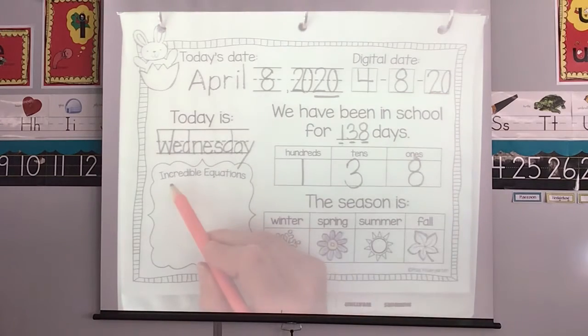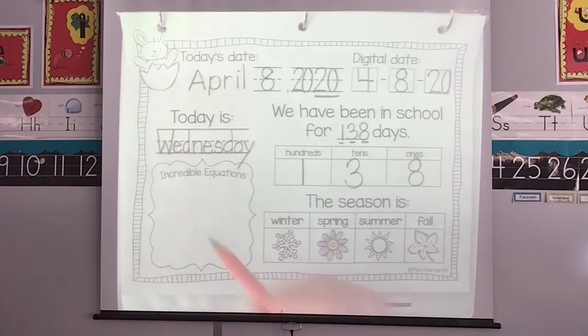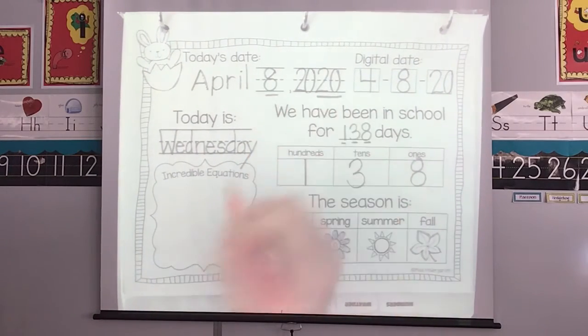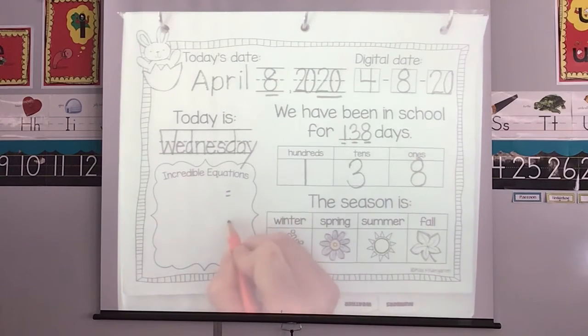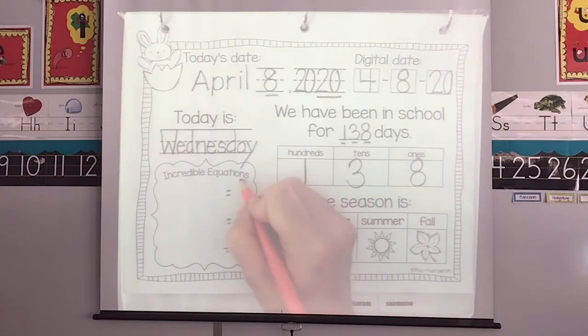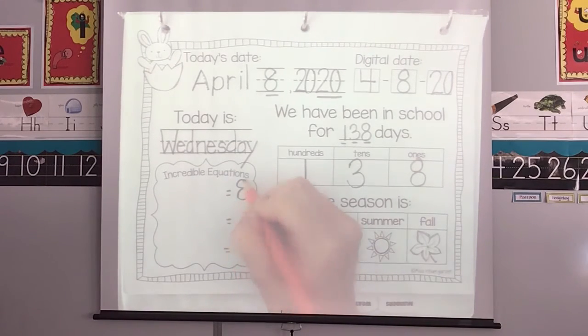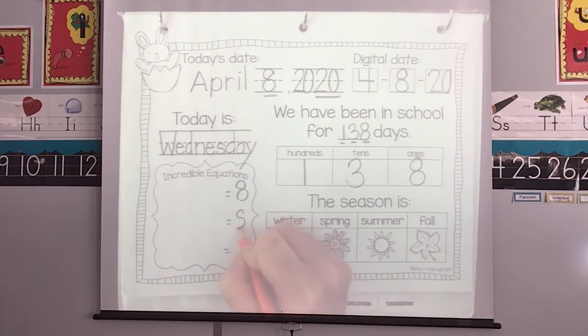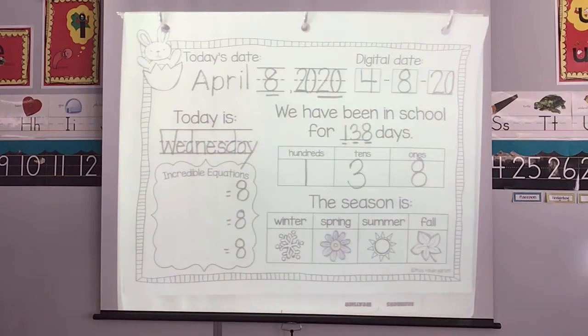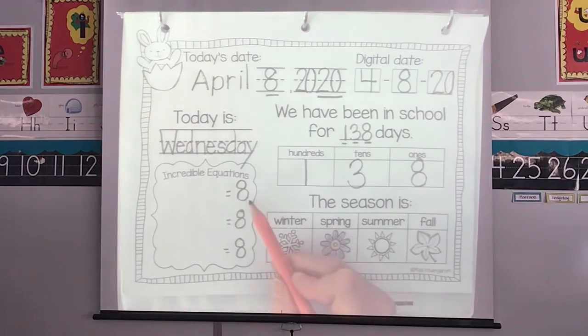Okay, so in our incredible equations, this is our math to equal 8. So we're going to equal, and it's going to be 8. So I'll write the answer there. So make your big S, bring it back up and connect it, big S. You don't have to write your 8s until you finish the equation if you like, but I'm going to write mine in right now. Okay, so I need to find a math equation to equal 8.